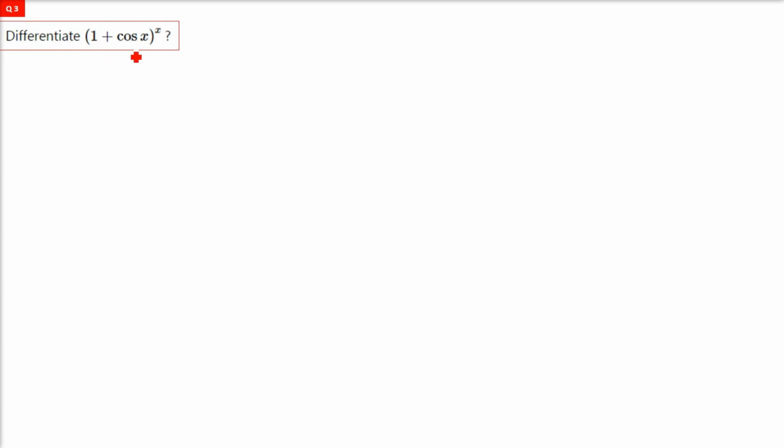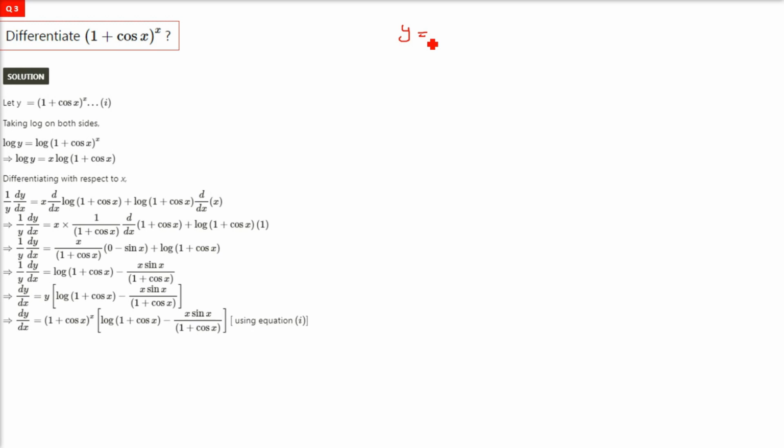1 plus cos x to the power x. So y is equal to 1 plus cos x to the power x. Those who want to go ahead, they can just have a reference here. I have already given the answer. So y equals 1 plus cos x to the power x. Take the log on both the sides. Log y will be equal to, when you take log, this x will come in front. So this is going to be x log 1 plus cos x.